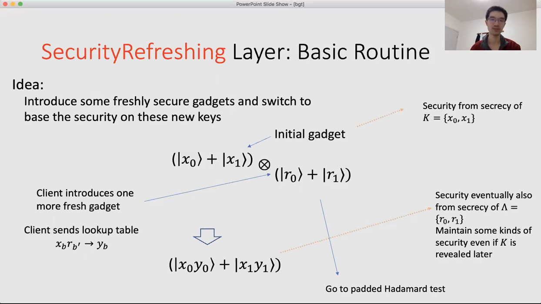So each key in the initial gadget corresponds to the corresponding keys in the output gadget, but different keys in the fully secure gadget correspond to the same key in the output gadget.